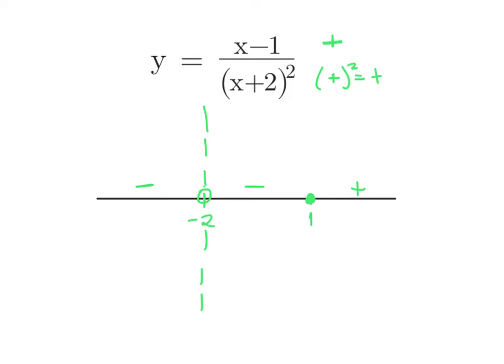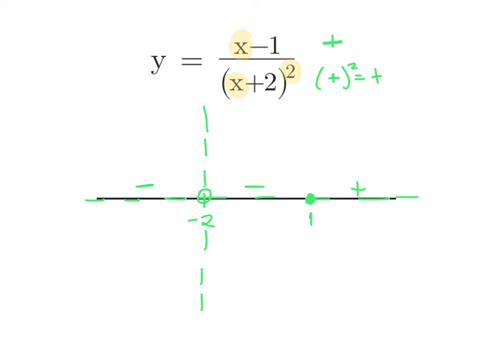We also can see that when we look at the numerator and the denominator, the degree of the numerator is 1. The degree of the denominator, since we're going to square this thing, is going to be 2. So we have the degree of the numerator being smaller than the degree of the denominator, which means a horizontal asymptote, that is the x-axis. All right, now how do we graph this?